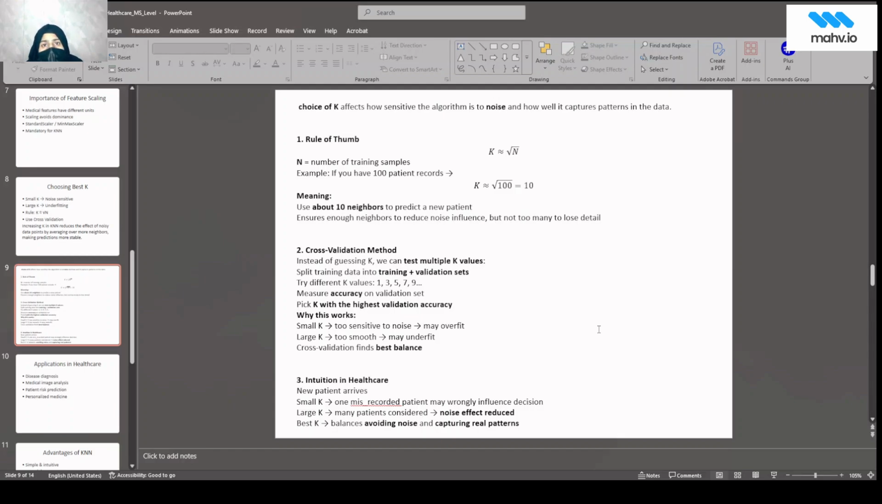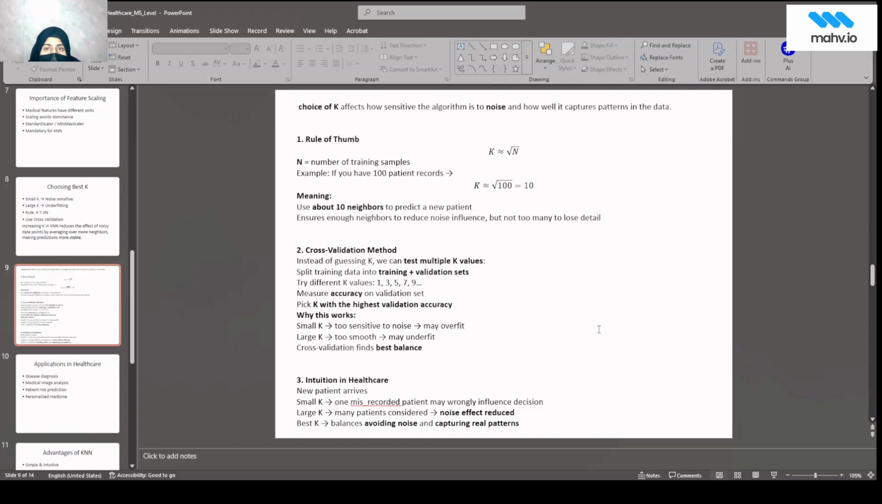A new patient is arriving now, and around that one new patient are the 10 nearest neighbors. On the basis of that, we do the prediction. This ensures enough neighbors to reduce the noise influence, but not too many, so we don't lose detail.